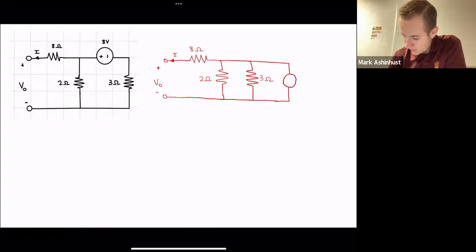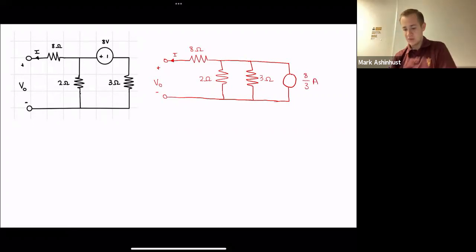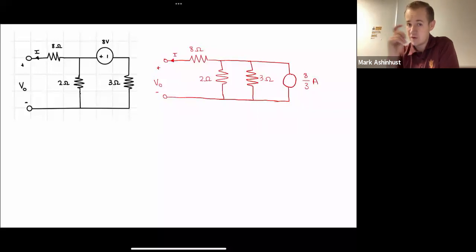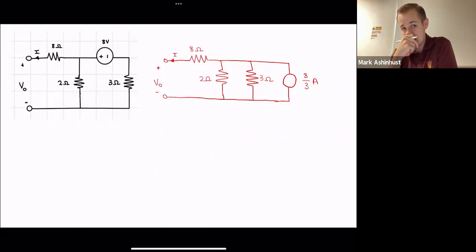Now think of what this current source is going to be. Polarity wise, it's going to be the same as that voltage source, where the positive of that voltage source is going to be the head of our current arrow, or the direction. So it did move over a little bit, right? It was up here and now it's moving down here. It's still going to be pointing upwards.